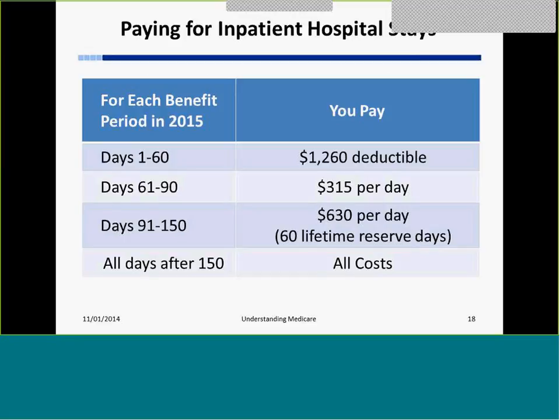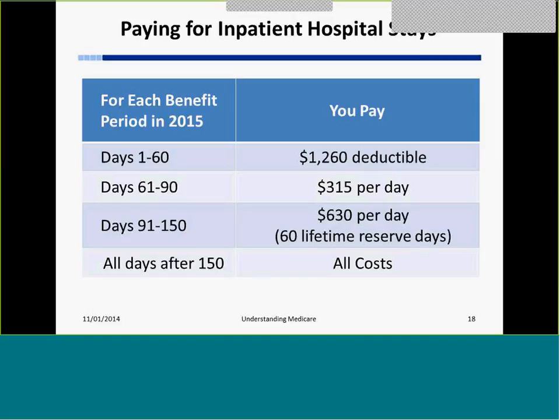So dollar amounts, these are standard. The deductible for days 1 through 60 is $1,260. The daily co-payment for days 61 through 90 is $315, and then 91 through 150, and so on and so forth. What's interesting about this is you don't see this very often in this day and age. A person could get to their days 61 through 90 and continuous.